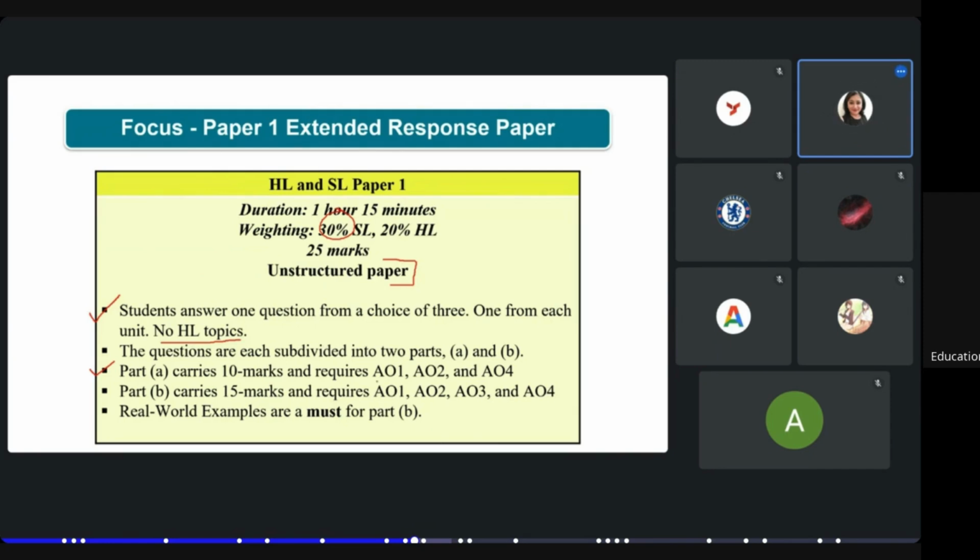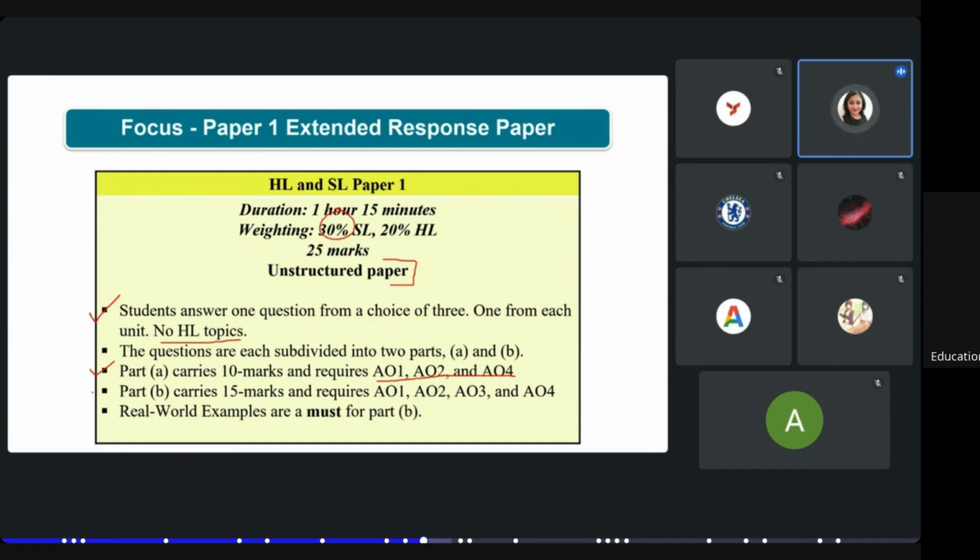So if you notice now, there is no AO3 here, meaning for your 10 markers, you will not get justify questions, evaluate questions, discuss questions. This is what it means. And this is why you need to be prepared accordingly.